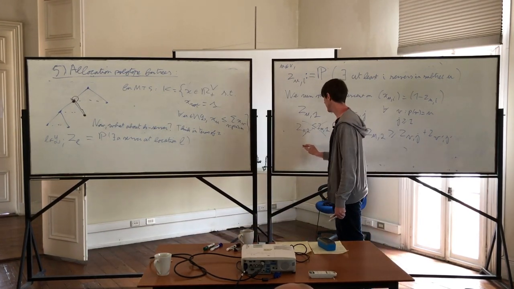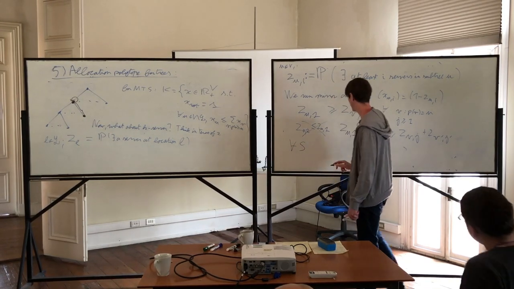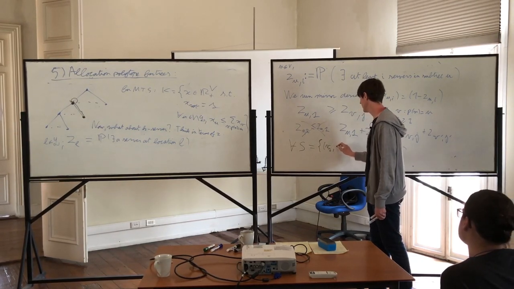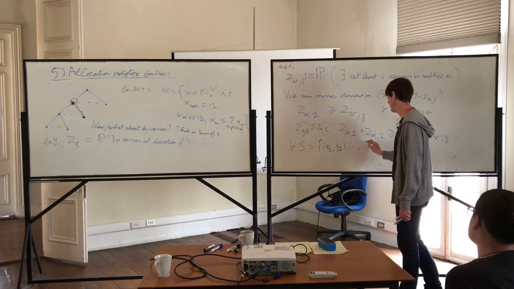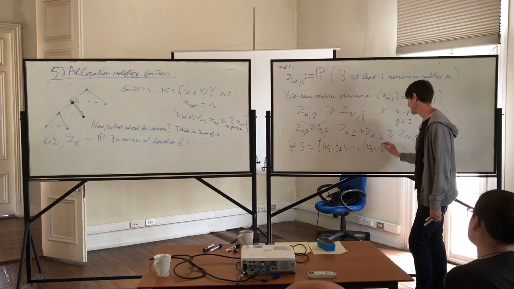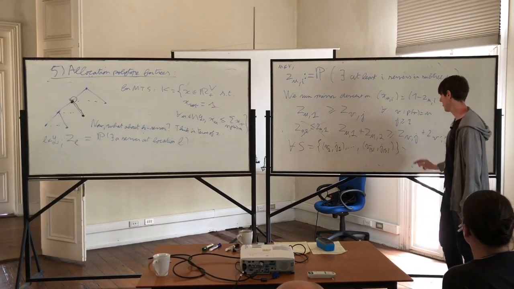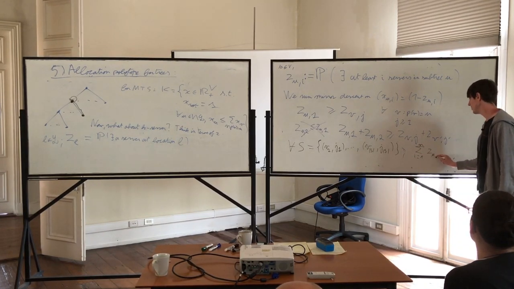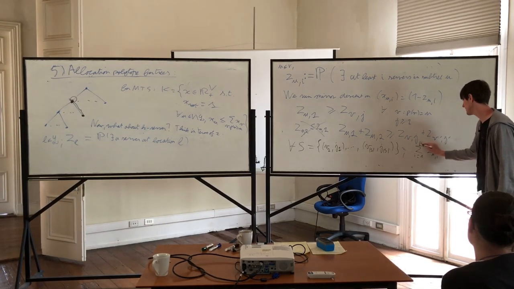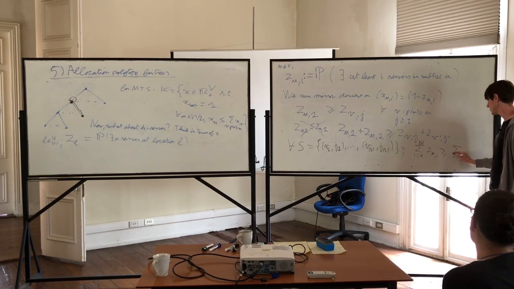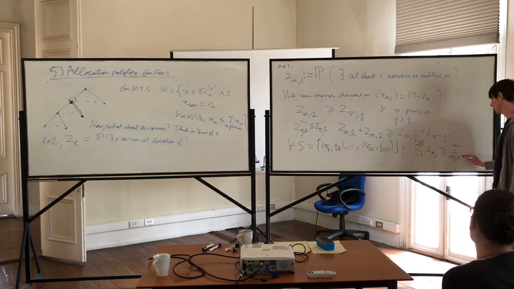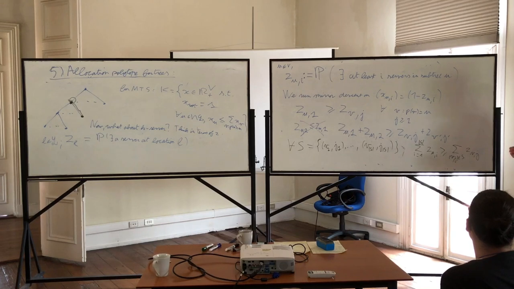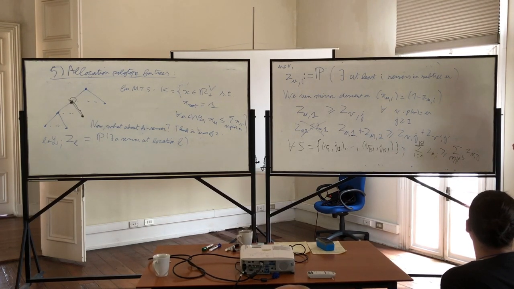So the allocation polytope is going to be that for any set S of the form V1, J1, up to VS, JS, we want the sum for I equals 1 to the size of S of ZUI to be at least the sum over all VJ in S of ZVJ. And we're going to put in our polytope all of those constraints. And this is what we call the allocation polytope.